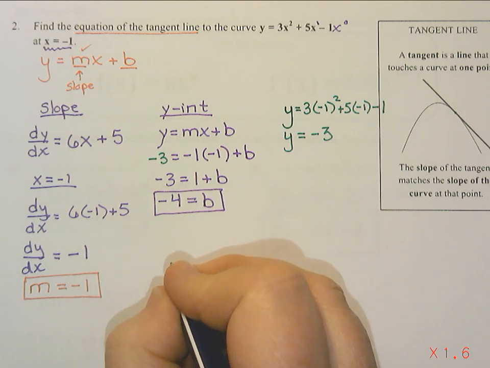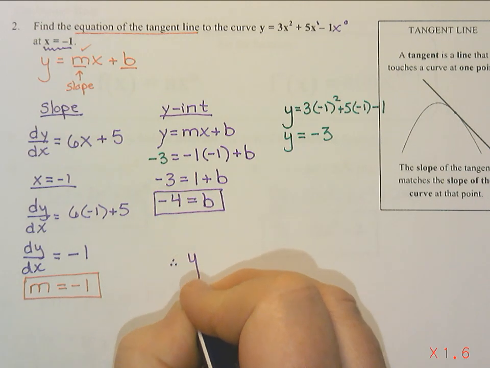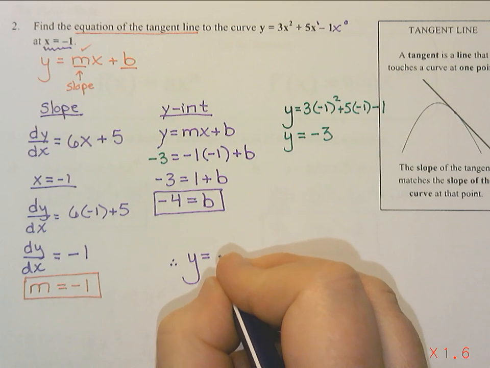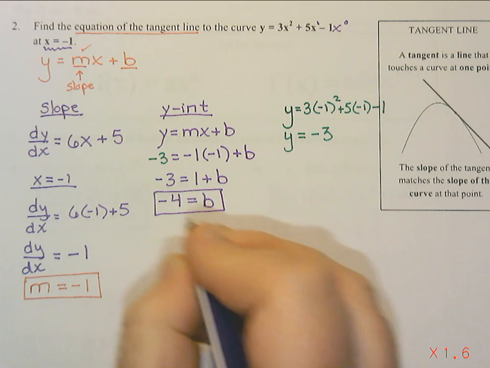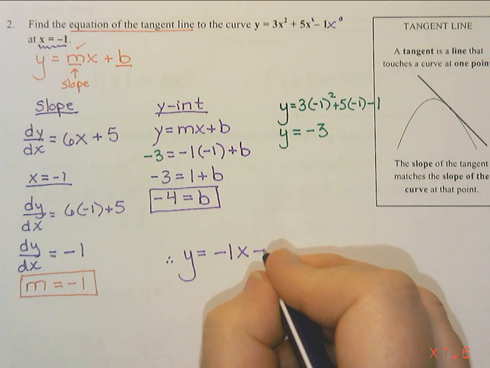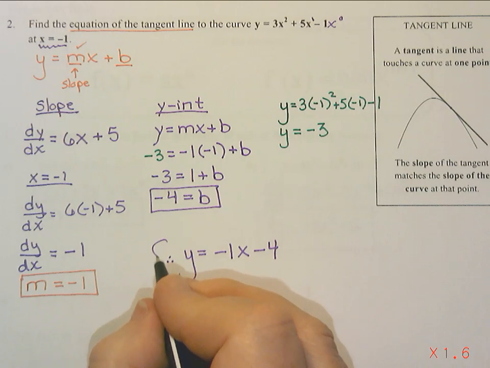So that means my equation is going to be y equals m, so -1, x, and then plus b. So since it's negative, I'm just going to write -4.